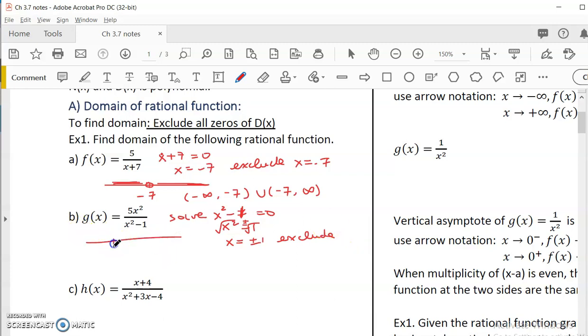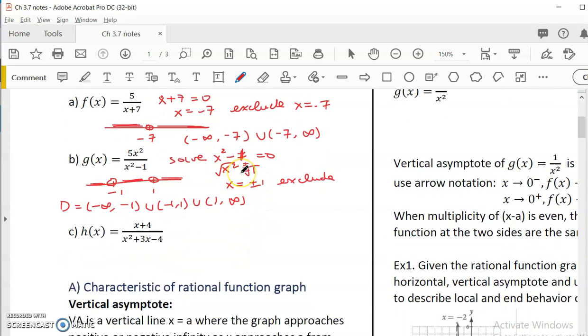So if you draw the number line, you would have two open circles on negative 1 and 1, and all the others can be in the domain. So your domain would be negative infinity to negative 1, union negative 1 to 1, and then union 1 to infinity. You're just looking at what number can be put in your function to avoid undefined.